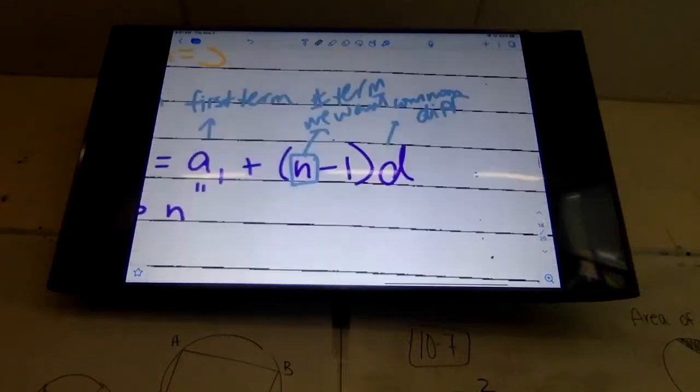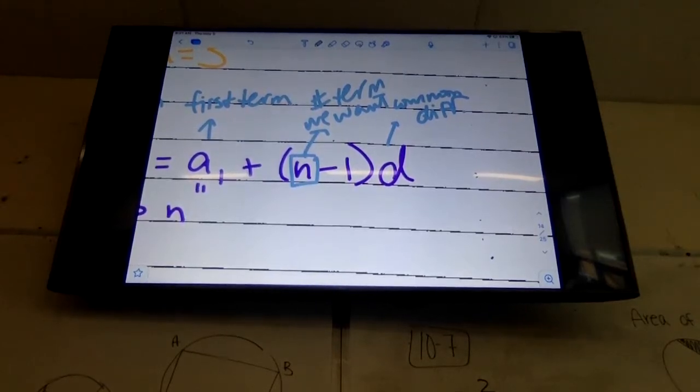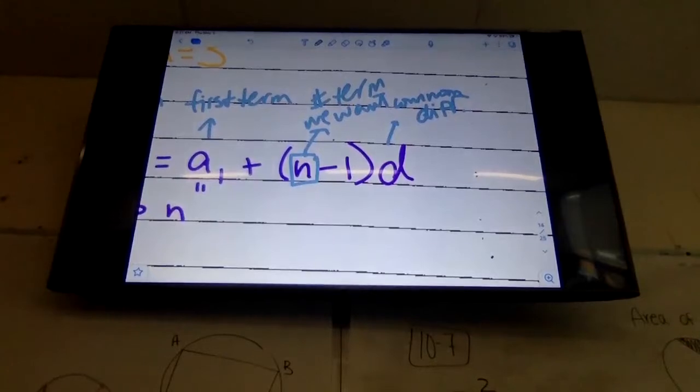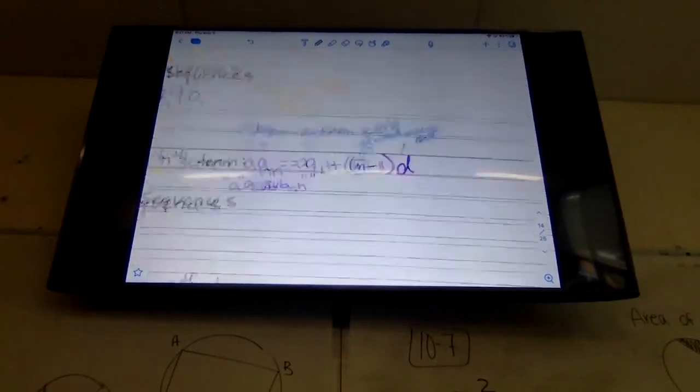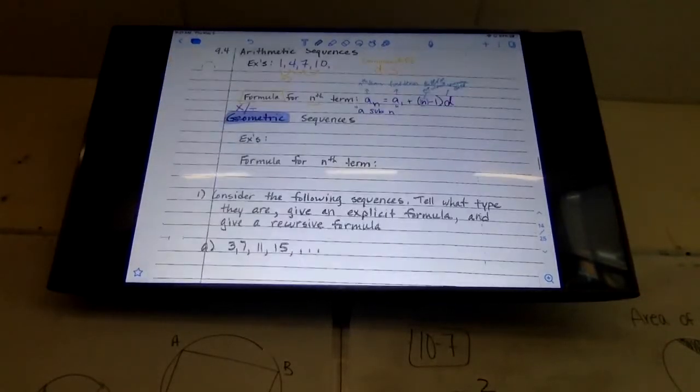N stands for the number term you want. So if we want the 4th term, n is 4. If you want the 20th term, n is 20. If you want the 5,200th, then n is 5,200. Okay, so let's do example 1a, because I promise you that's going to be an arithmetic sequence.